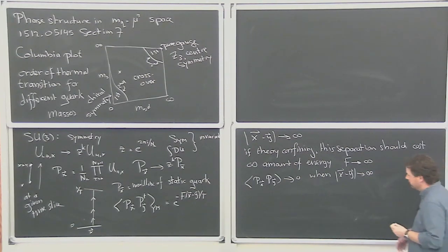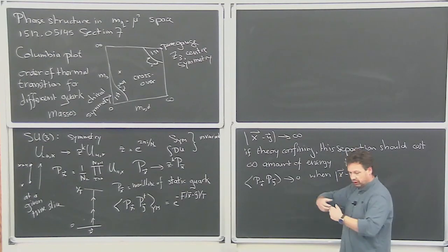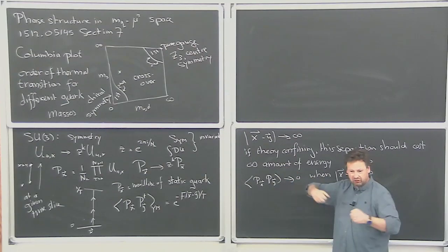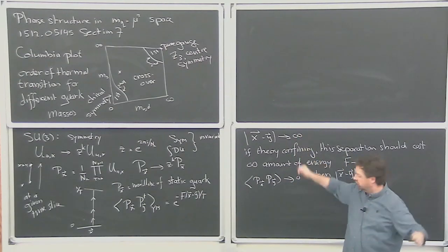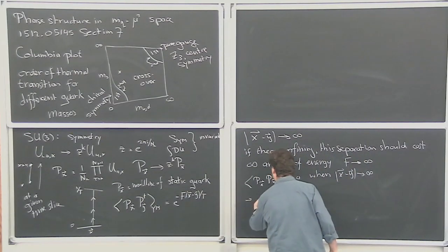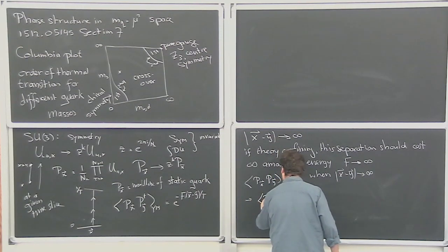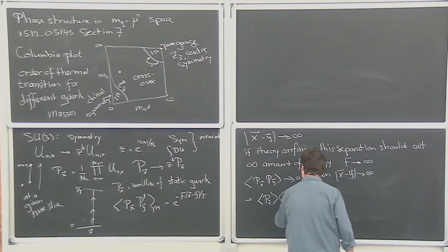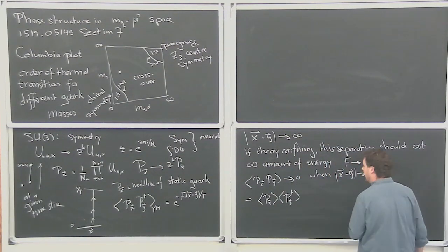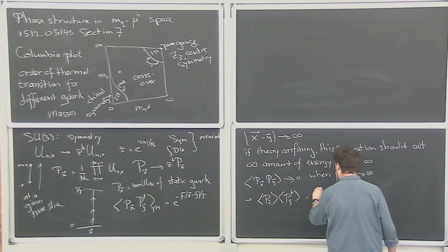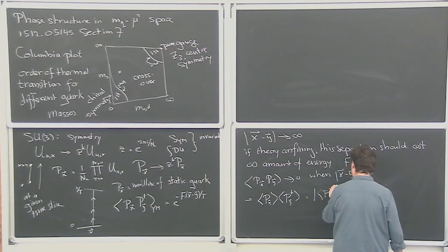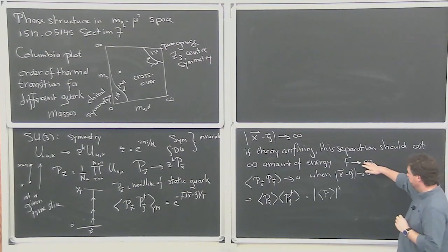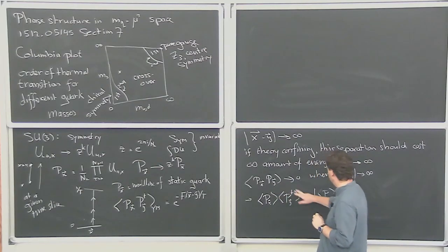And then the final step is that if I pull these very far apart, the quark and anti-quark essentially become decorrelated. So it's like having a quark here and a quark somewhere else. So this becomes equal to the product of the individual expectation values, which is just the expectation of the Polyakov loop, absolute value squared. And so when the free energy goes to infinity, this expectation value goes to 0.